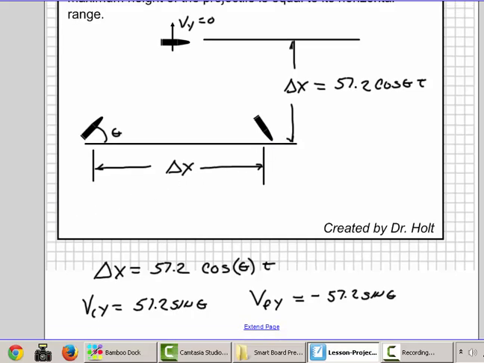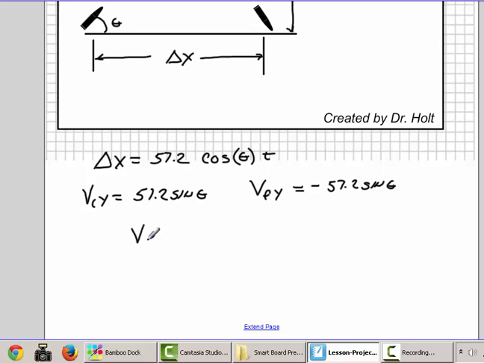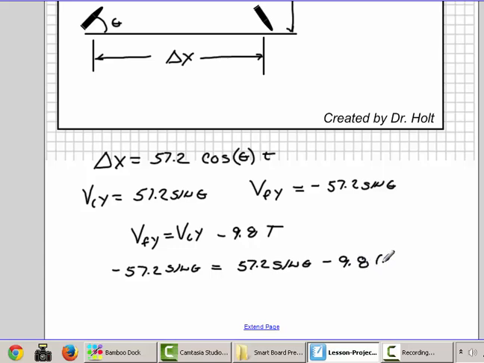So let's go back to our kinematic equation that says that VF in the y is equal to VI in the y minus 9.8 times t. We'll put minus 57.2 times the sine of theta here for VFY is equal to 57.2 times the sine of theta here minus 9.8 times t. I'm going to move this over to the other side. When I do that, and then look what happens here. That's going to give me 2 times minus 57.2 times the sine of theta divided by negative 9.8 is equal to t.